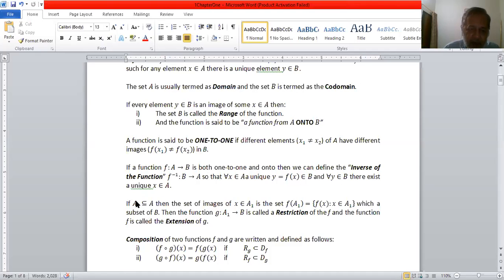I repeat, we have a subset of a set A, and we have a function defined from A to B.